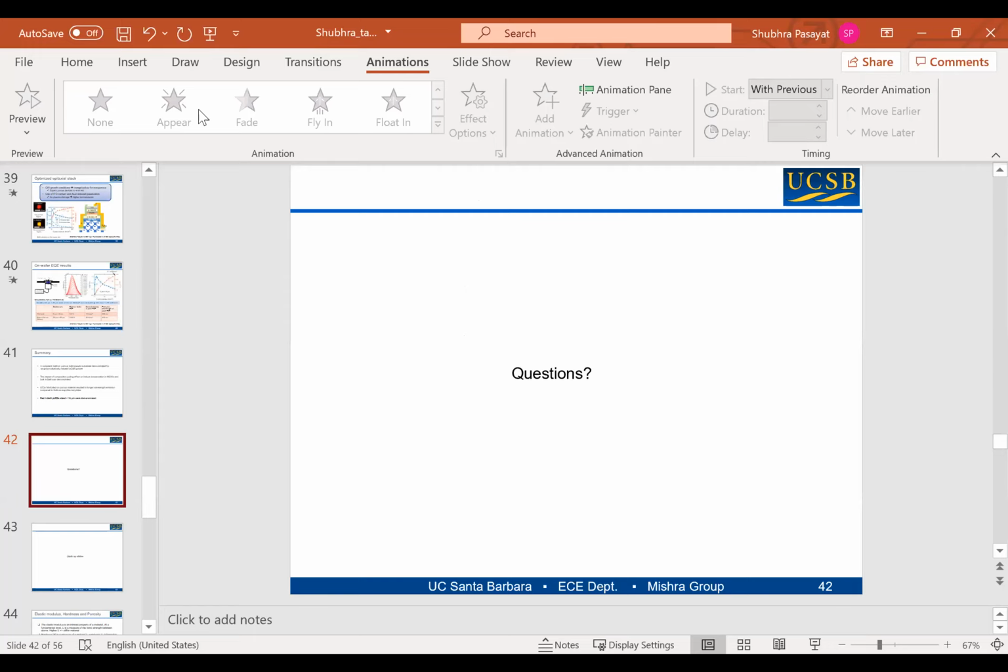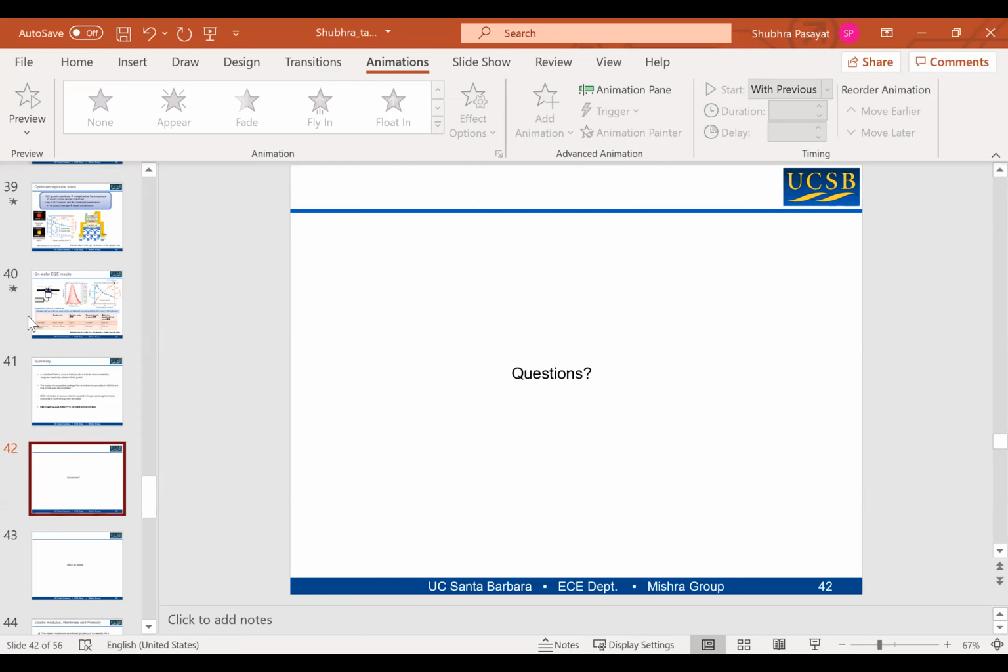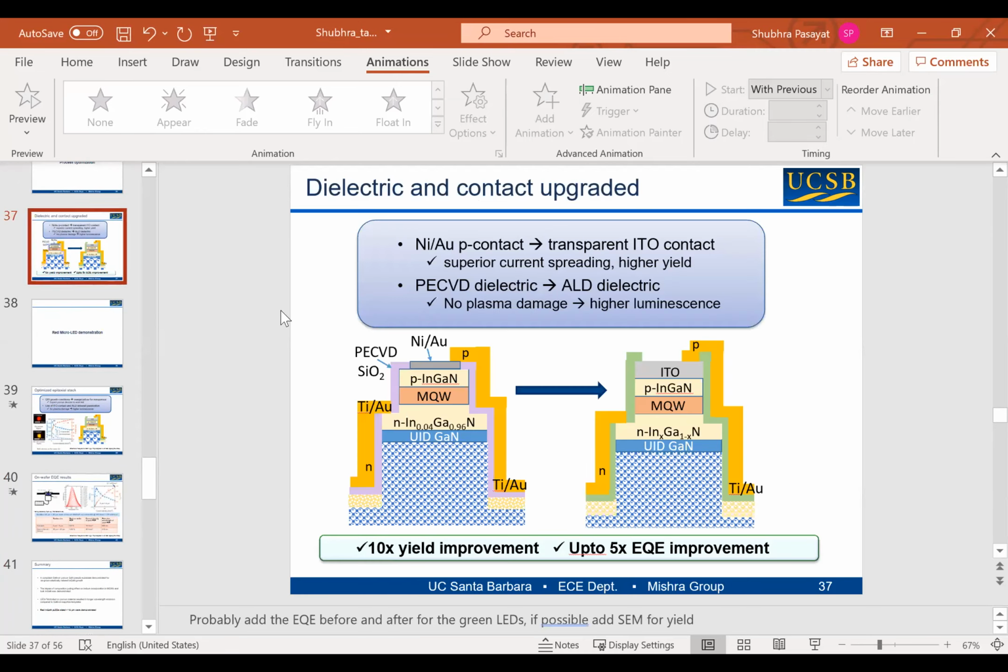Hi, Shubhra. I had a question about when you replaced the nickel titanium contact with ITO. Before you replaced it with ITO, how were you able to measure the light that was coming out of the device? Is nickel and gold also transparent to some extent?